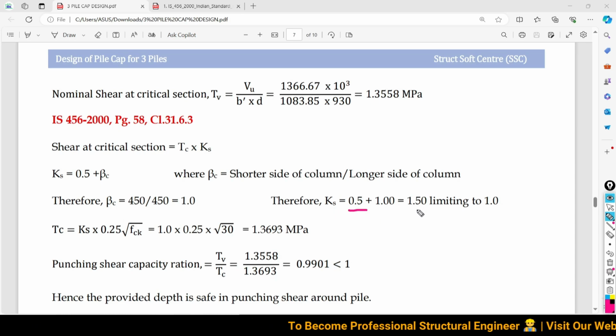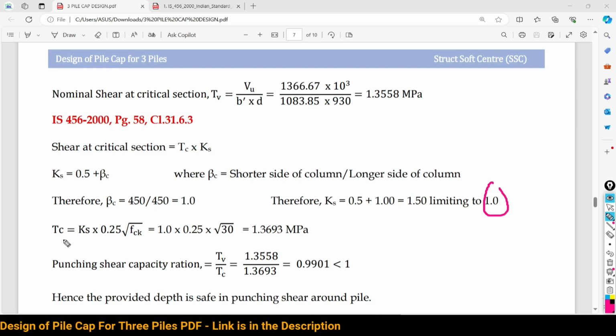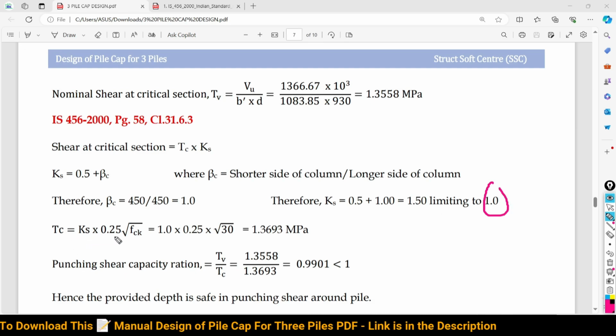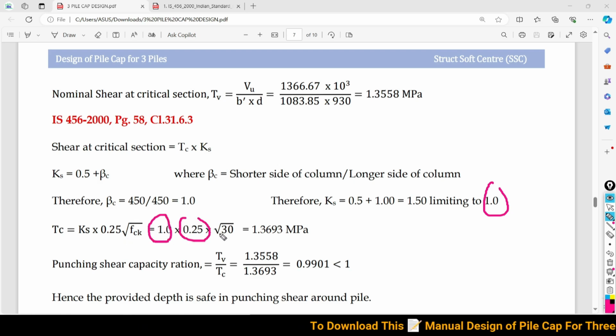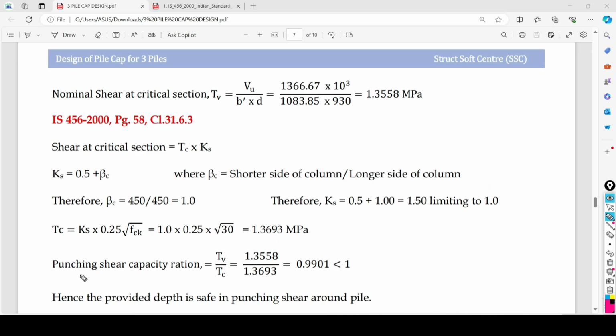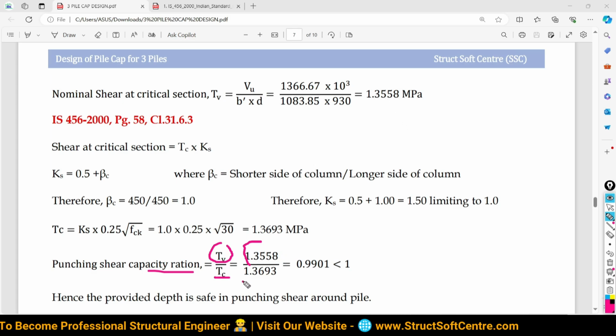And what I told you, the IS code has limited this value to a maximum of 1. You are not allowed to take this value more than 1, even though it is coming by the calculation. So we are going to consider only 1, not 1.5. Now tau c will equal Ks into 0.25 under root of fck. So 1 multiplied by 0.25 multiplied by root fck. So it is going to become 1.3693. Now here the punching shear capacity ratio, we are getting nominal shear divided by critical shear. So we are getting the nominal shear as 1.3558 divided by critical capacity.